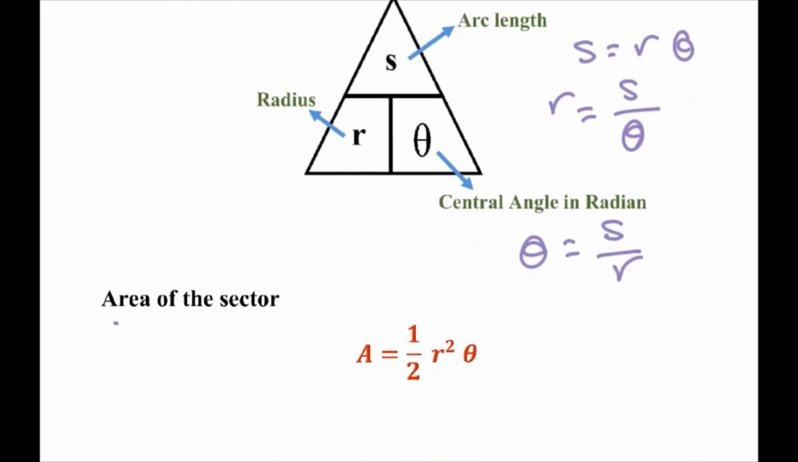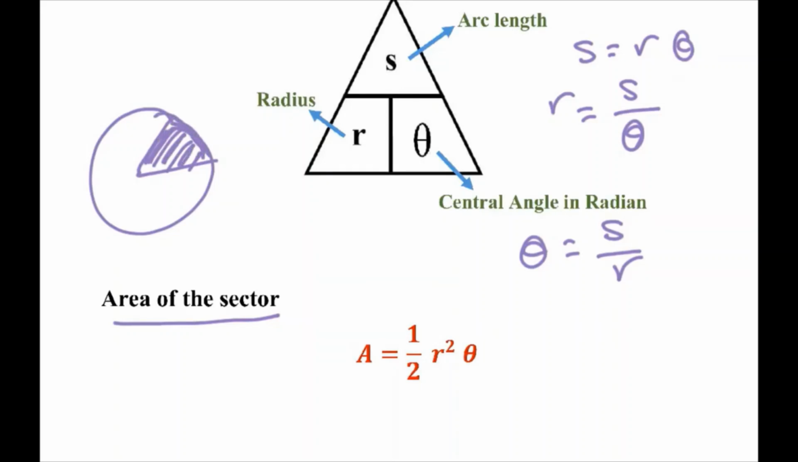Also, we need to do the area of the sector. So if I'm drawing a circle, and that's my central angle, this is going to be called a sector. That's a sector. The area of the sector is equal to 1/2 r squared theta. And again, theta should be in radians.